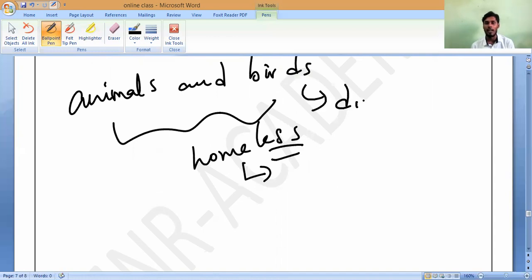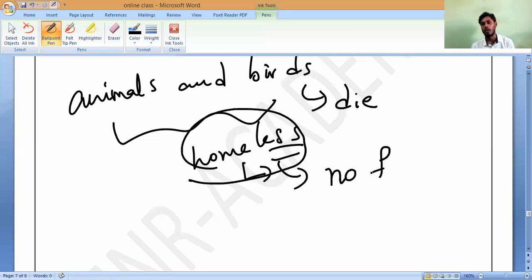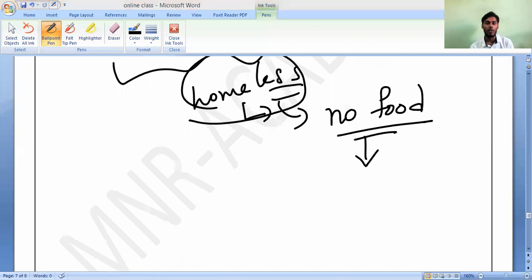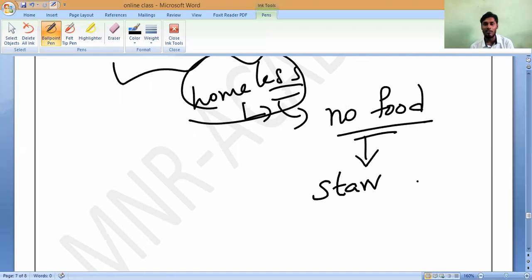Animals also will die because there is no shelter and no food. If I am not providing food and shelter, what will happen? They will become extinct. They will not get enough food and they will starve to death. Starve, S-T-A-R-V-E, starve to death. What is the meaning of starve?